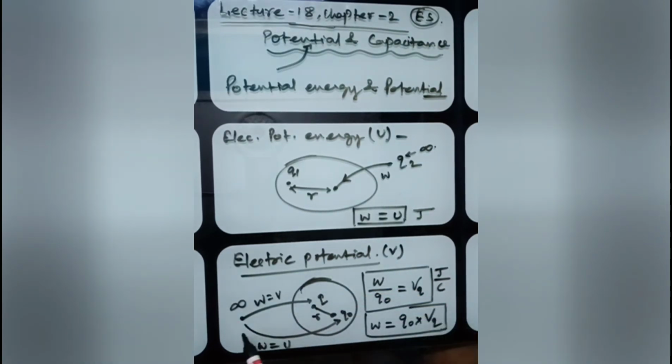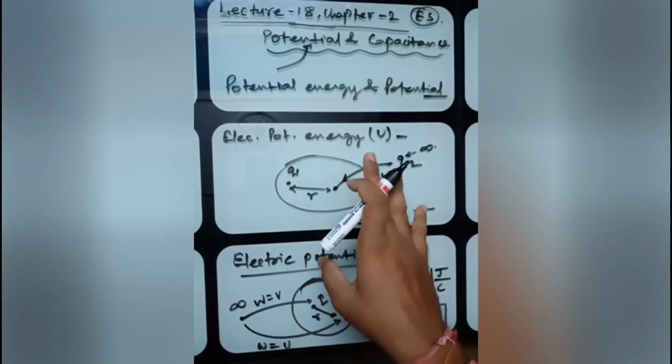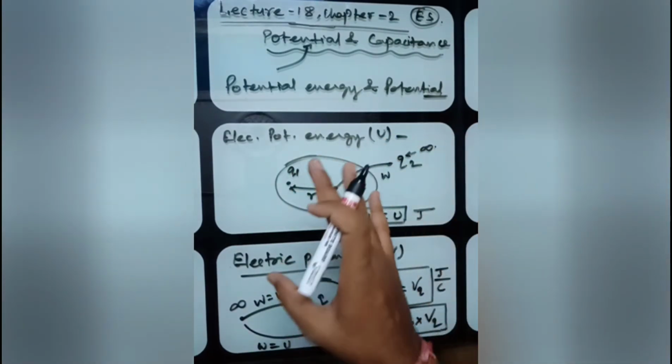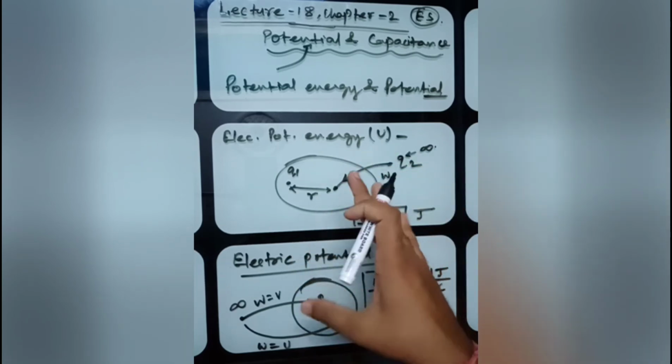And if you are bringing a test charge from infinity in the presence of any charge, you have to do work against the electrostatic force or the electrostatic field, then that work done will be considered as the potential energy. This is the basic difference between electric potential and potential energy, my dear students. I hope you are quite clear about the difference between electric potential and potential energy.